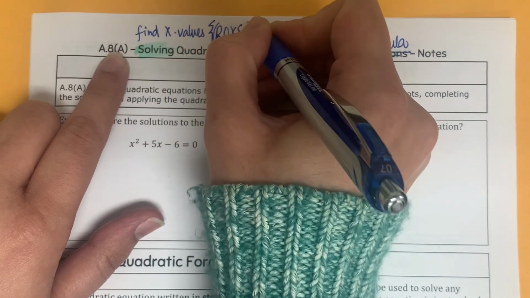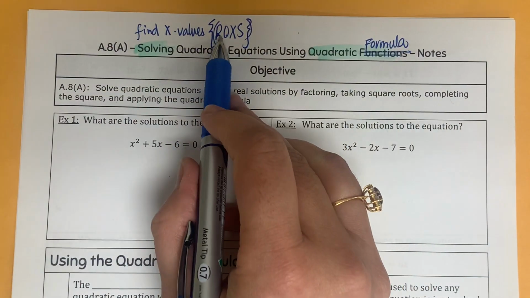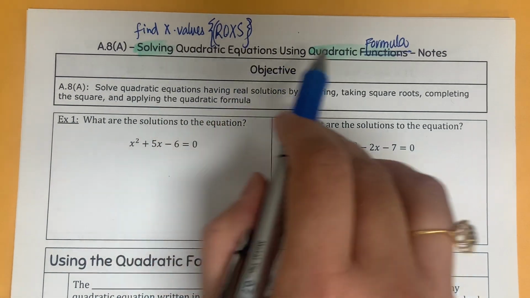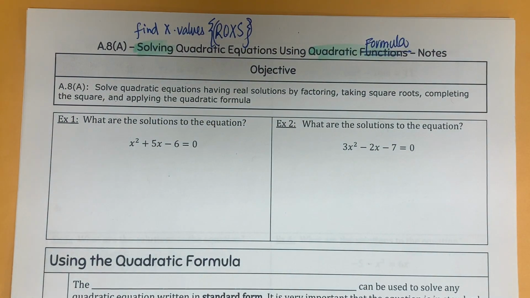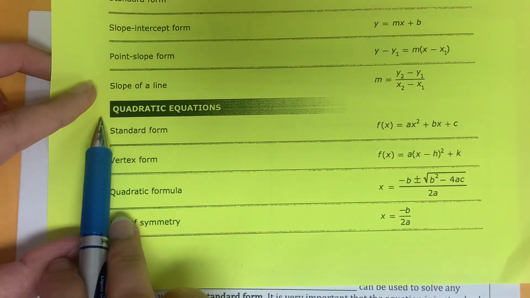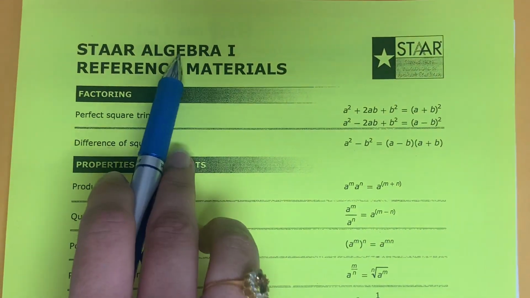I'm going to make curly brackets because they are in curly brackets. Roots, zeros, x-intercepts, solutions. That's what you find using the quadratic formula. Now, the quadratic formula is a special, fancy-looking formula that is actually provided to you in the quadratic equation section of your reference chart. This is your reference material, algebra 1.